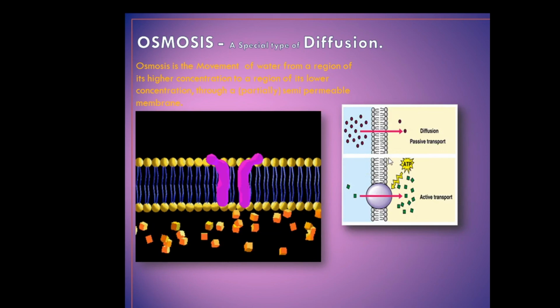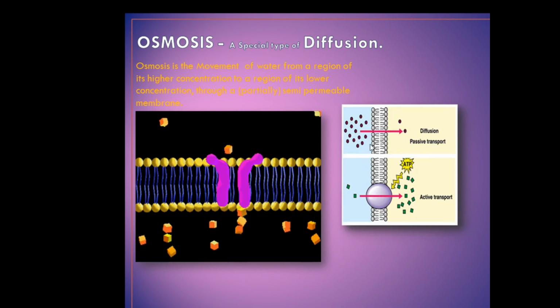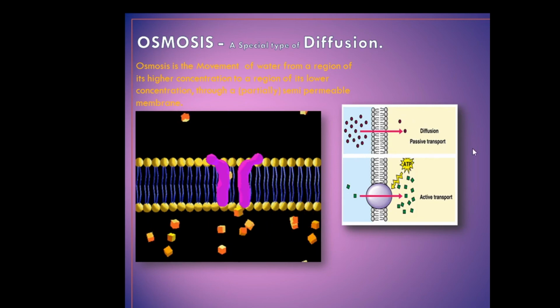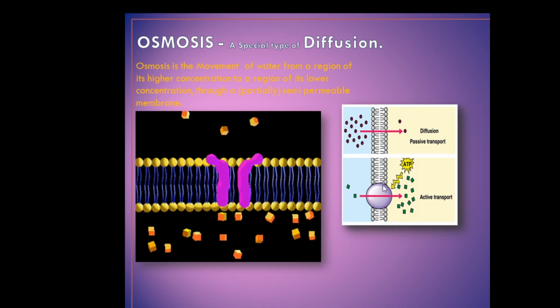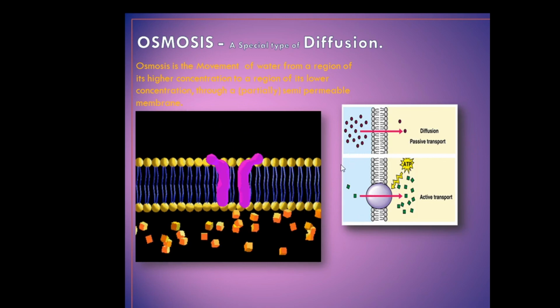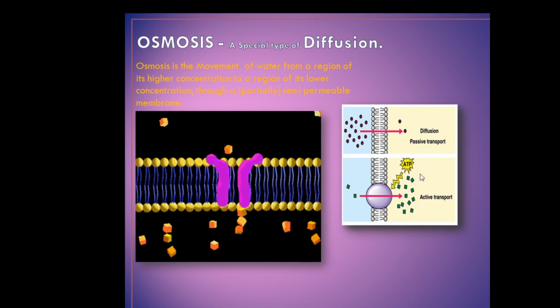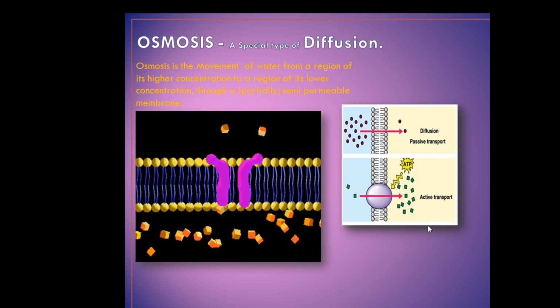Now, as we said about diffusion here, if it does not involve the input of energy, we call that passive transport. Where charged particles have to be transported from one part of the membrane to another by expenditure of energy, using ATP as a source of energy, that is active transport.